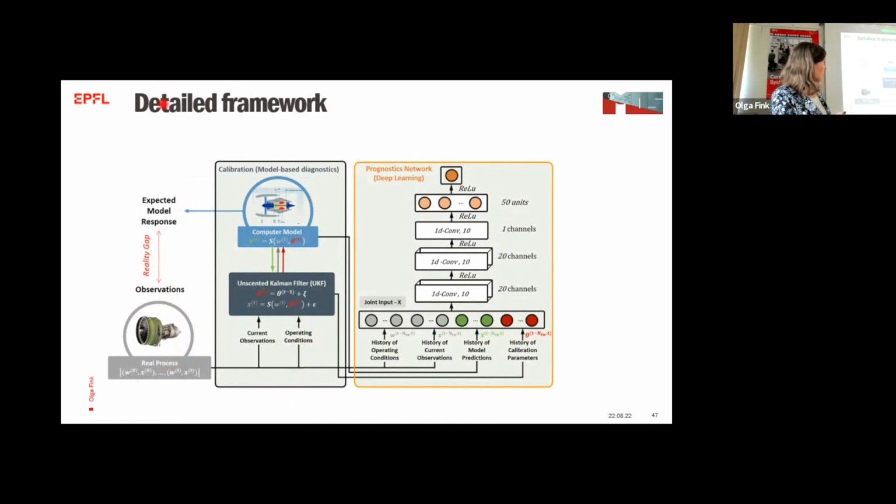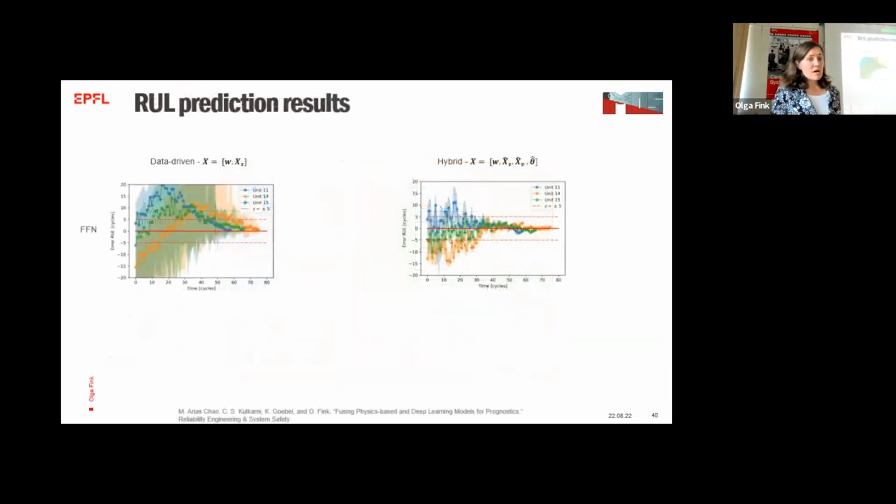We have the real process, we have the system model, we calibrate the system model. Once we calibrate it, we feed in the calibration parameters, the virtual sensors, and the estimated system parameters, and then we predict the remaining useful life. We compared the purely data-driven approaches and the hybrid approaches, and we also applied different neural networks for it. So this is just a feed-forward neural network. So we just take all the inputs at one time step, and then predict the remaining useful life.